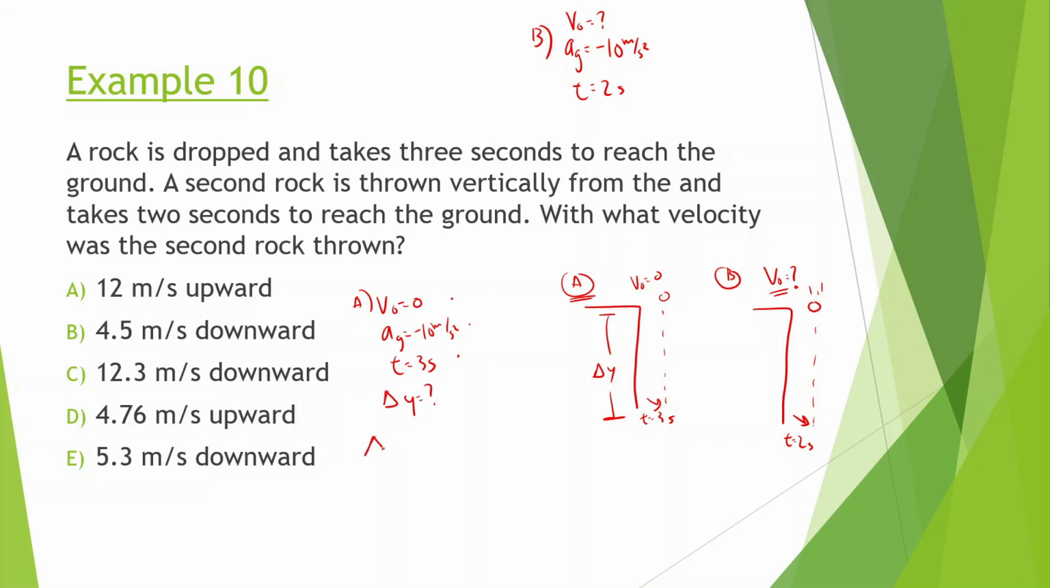So let's use our formula. Displacement of y equals v initial y t plus 1/2 ay t squared. Displacement of y is equal to 0 plus 1/2 times -10 times 3 squared. So this is going to be 90 divided by 2, 45, so it's going to be -45 meters. So now I also know that this is a distance of 45 meters. So I can say displacement of y equals -45 meters.